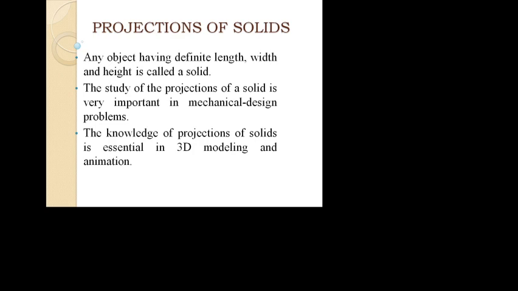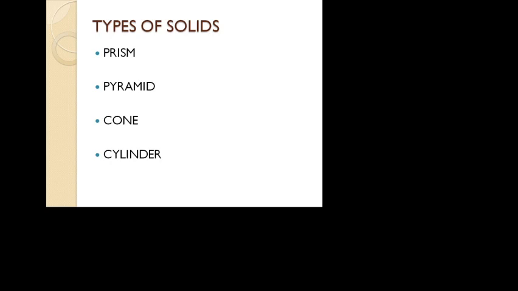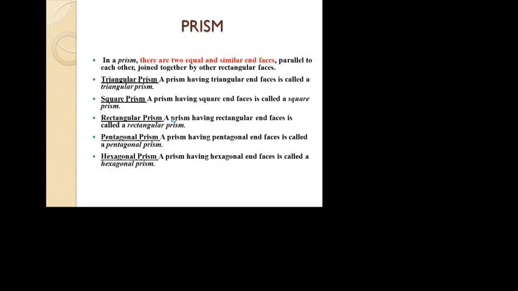The types of solid are four: prism, pyramid, cone, and cylinder. For the last two, cone and cylinder, the base is a circle. In a cylinder the side face is a rectangle, and if the side face is a triangle, it is called a cone. And prism and pyramid. For prism, there are triangular prism, square prism, rectangular prism, pentagonal prism, and hexagonal prism.